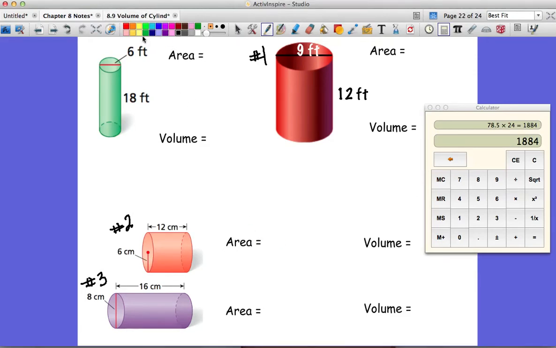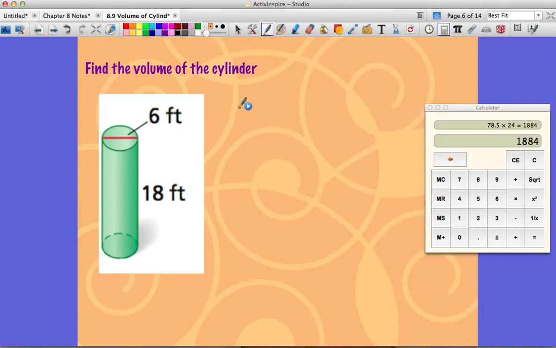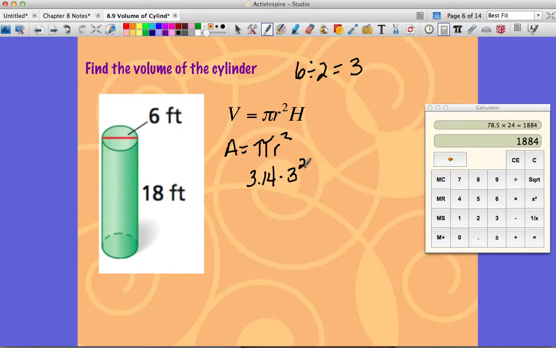But it sometimes is easier, and I'm going to show you on this one, to break it down piece by piece. So first to find the area. The area, again, is pi times r squared. But remember, here they give us the diameter. So in order to do this, we have to take the diameter and divide it by 2, which gives us 3. So we have 3.14 times 3 squared, 3.14 times 9. Our area is 28.26 feet squared.